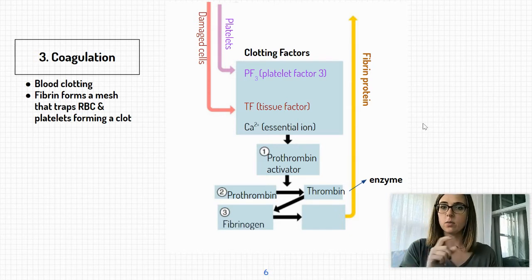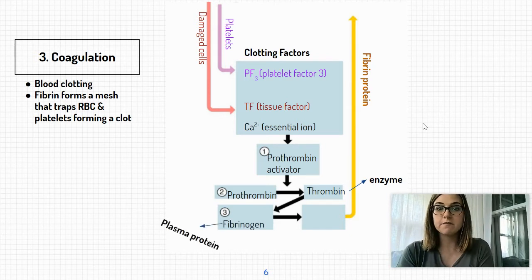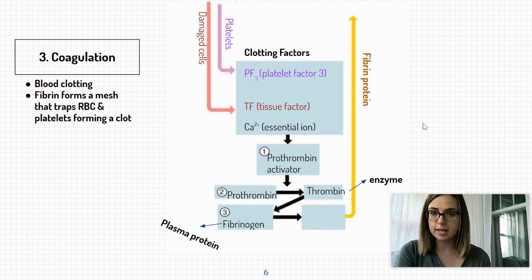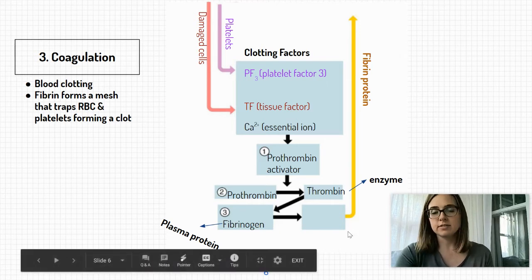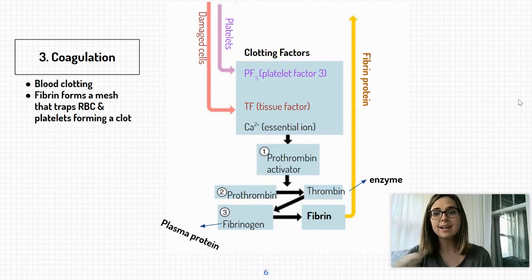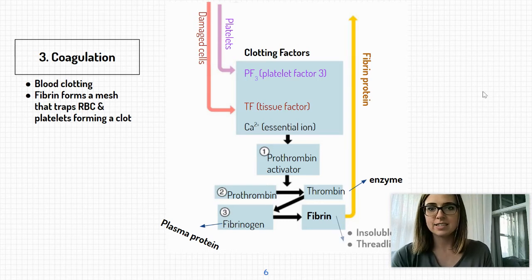Thrombin is then going to activate the protein fibrinogen, which is a plasma protein. It's just free floating around in our cells. It then turns into fibrin. And that's what we want. That's the end game. That was what our little platelet parties were drinking out of in that comic.